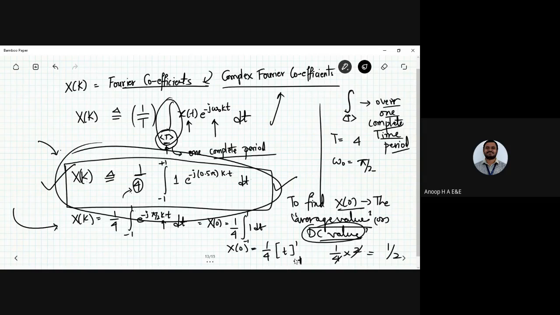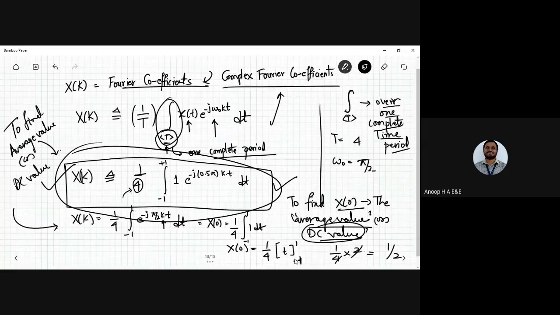So x of k is defined as 1 divided by 4 integral from minus 1 to 1, where this k value is equal to 0 and the exponential term is equal to 1. So integral 1 dt would be t, and 1 with minus of minus 1 would be equal to 2. 1 divided by 4 into 2 would be equal to 1 by 2. This is how you can find the average value or DC value.